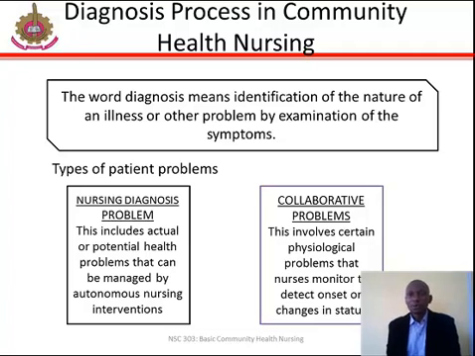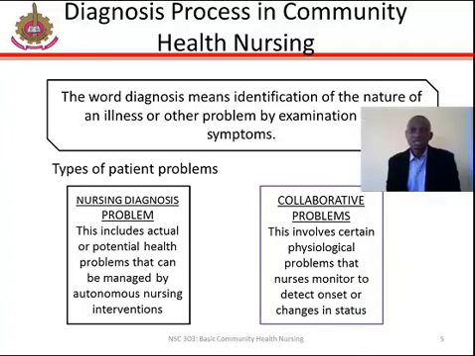Nursing diagnosis problems include actual or potential health problems that can be managed by autonomous nursing intervention, while collaborative problems involve certain physiological problems that nurses monitor to detect onset or changes in status.